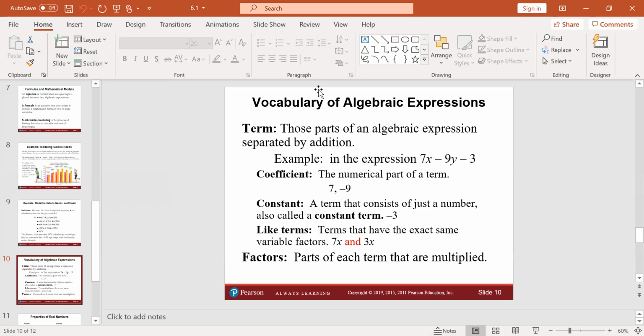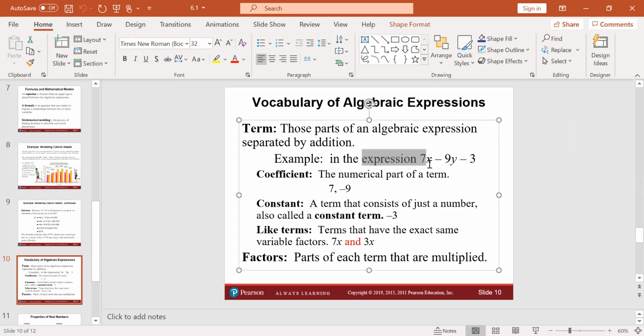Now we can get into the vocabulary of algebraic expressions. A single term. This is actually kind of important here when we get to solving equations. A single term is something that is separated from any other term by addition or subtraction. So here you have 7x minus 9y minus 3. Because of these minus signs, that means 7x is itself a term. 9y is itself a term. 3 is also a term.